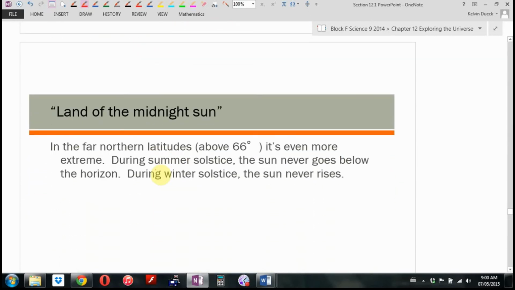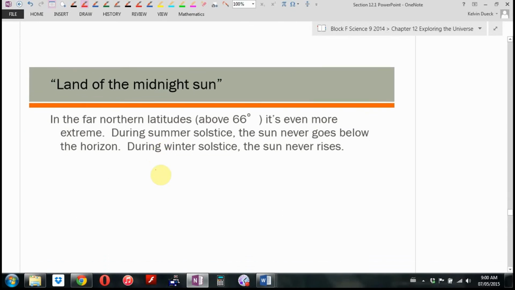Next page. Land of the midnight sun. In the far northern latitudes, above 66 degrees north, does anybody know what latitude we are at? So 0 degrees is the equator, 90 degrees is the North Pole. Where are we? 49th parallel is the border. The Canadian-US border runs along 49 degrees. So we're a little bit north of 49 degrees, not quite at 50, it's like 49 point something degrees.